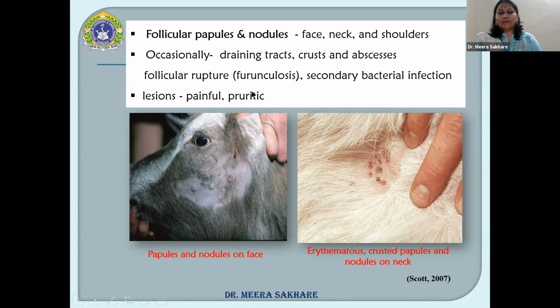Sometimes furunculosis, rupture of the hair follicle, occurs, and it can lead to secondary bacterial infection. These lesions are very painful due to invasion by Corynebacterium, E. coli, streptococci and staphylococci. Gram-positive organisms are generally the invaders, and these lesions are very painful or pruritic. Here we can see erythematous raised small nodules in a demodectic affected goat.